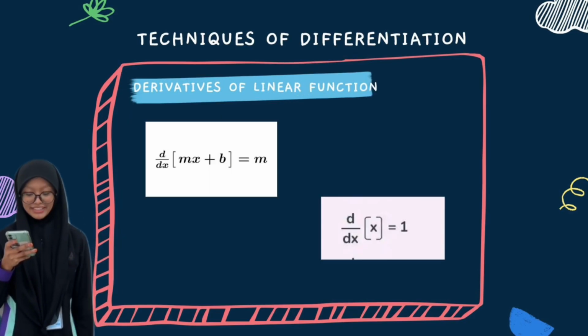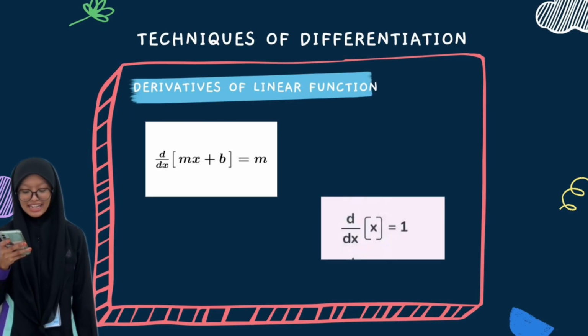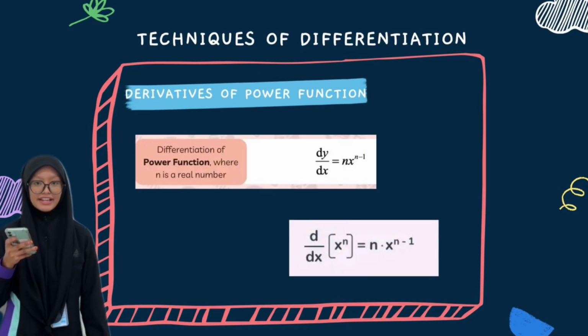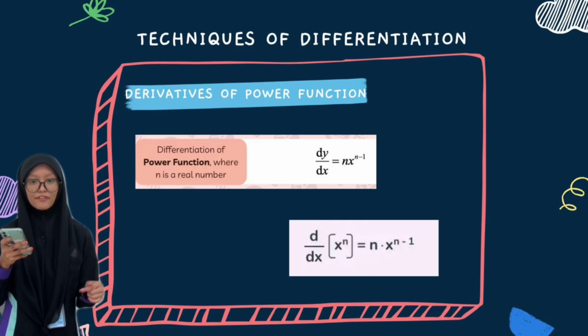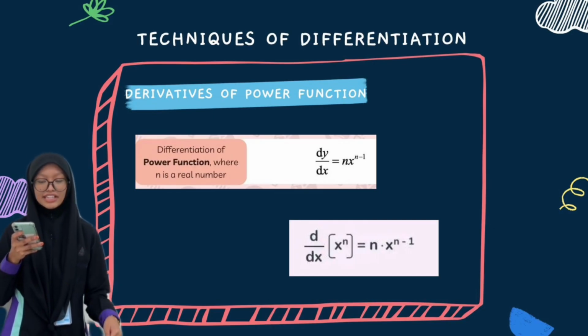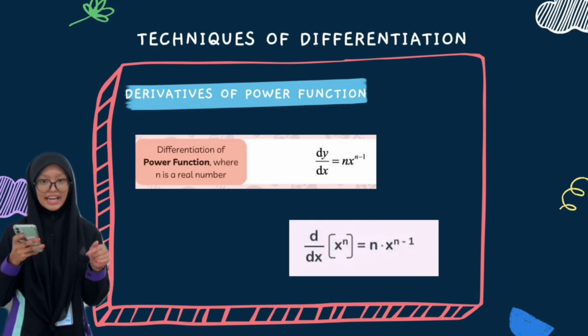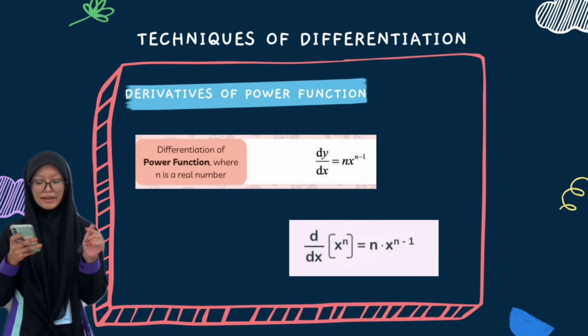Second, linear function. A linear function is like this: f(x) equals ax plus b. The derivative of this is just the coefficient a. Third, power function. A power function is like this: f(x) equals x to the power of n. The derivative is d over dx of x to the power of n equals n x to the power of n minus 1.